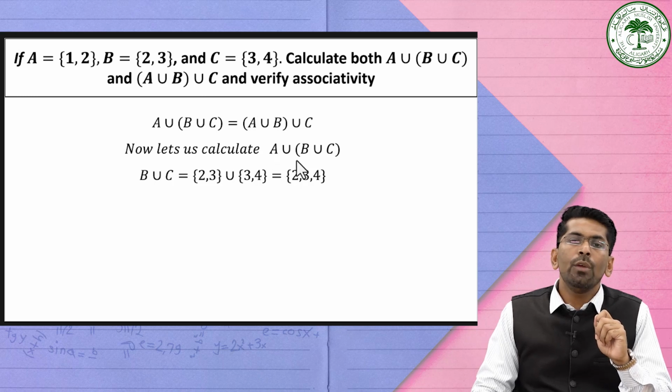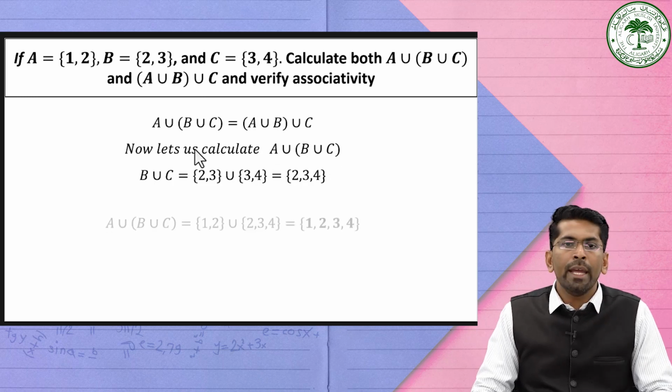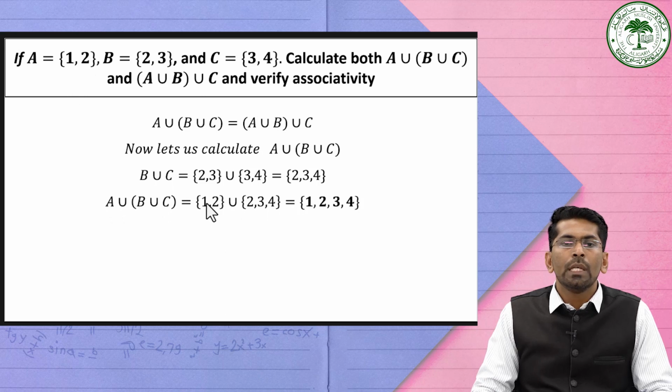Now it is A union B union C. What is A? It is {1, 2}. So it is {1, 2} union B union C, which we have already estimated, {2, 3, 4}. So A union B union C is equal to {1, 2, 3, 4}. 2 is repeated here, but we are going to consider it only once. So A union B union C is equal to {1, 2, 3, 4}.